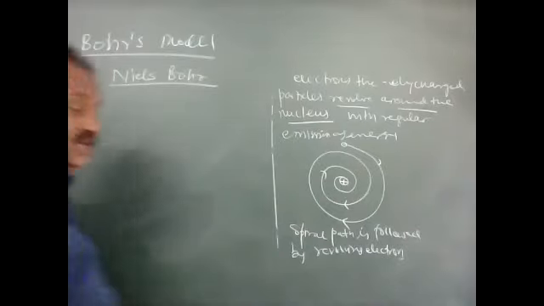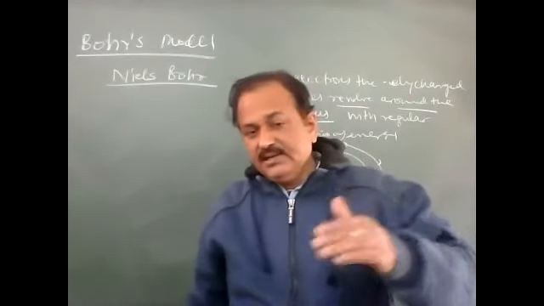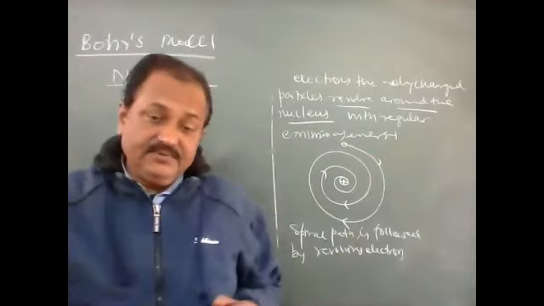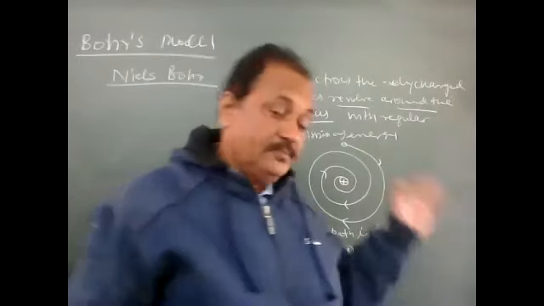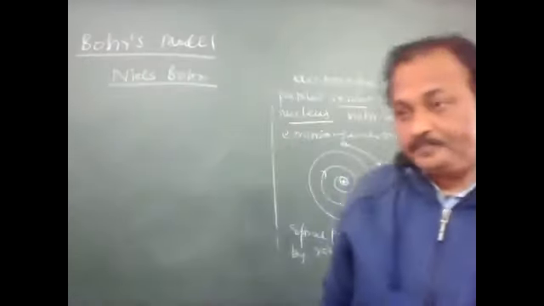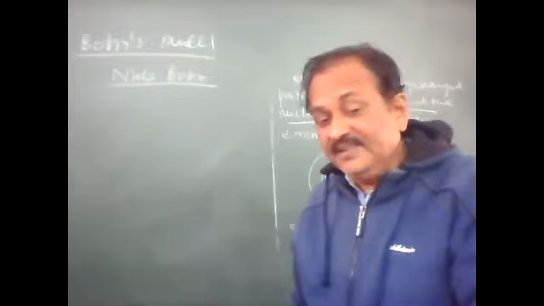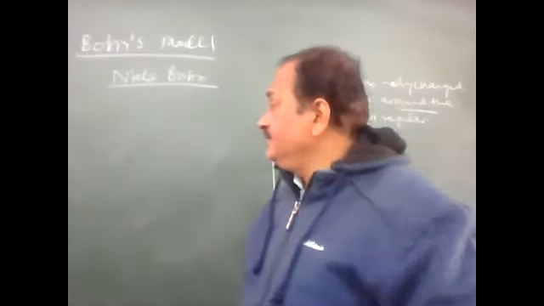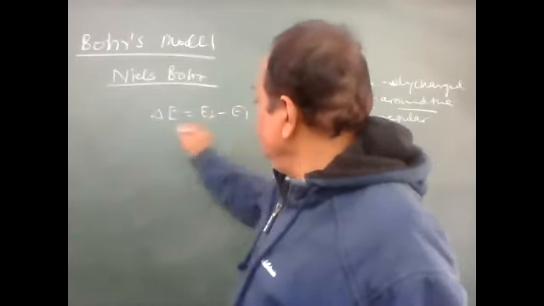Niels Bohr improved upon it. Actually, children, with the sequence of changes, if some person has performed an experiment and is not successful, then some other person follows and does some new work. So Bohr studied a lot. Bohr simply said that everything is okay, but the release of energy is not regular. The release of energy is irregular.